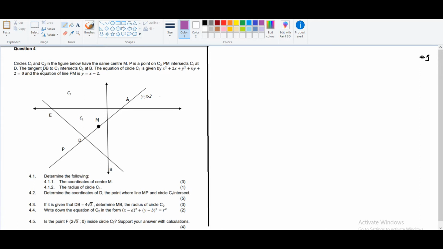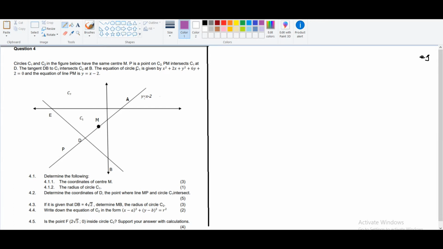So they said circle C1 and C2 in the figure below have the same center M. So now that means you have two circles in your mind, two circles that are sharing the same center M. So where is M? This is the center of our two circles, right? Again, you read your statement. Please make sure you read the statement, understand. Let's continue. Now I understand that we have two circles that are sharing the same center.